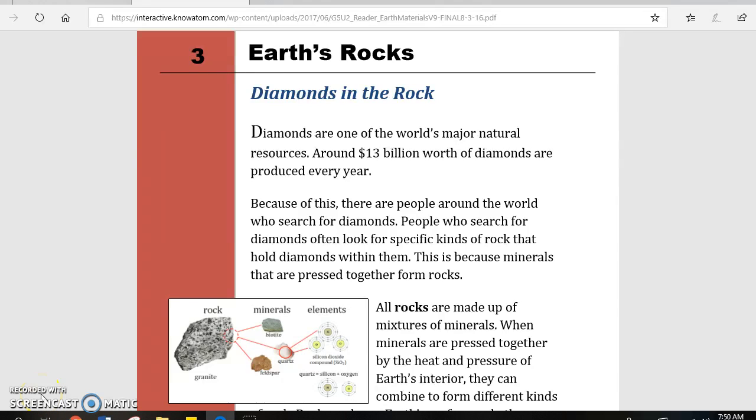Grade 5, Unit 2, Earth's Materials, Section 3, Earth's Rocks, pages 24 to 27.